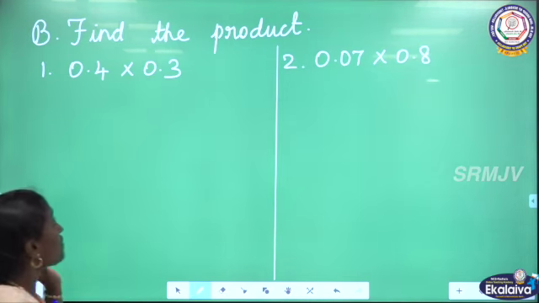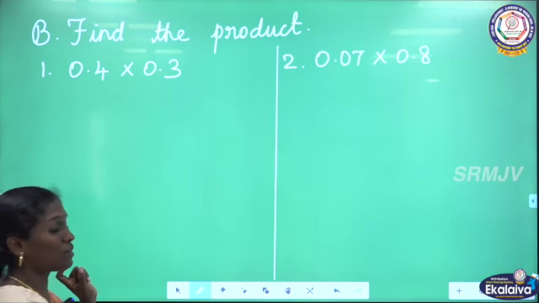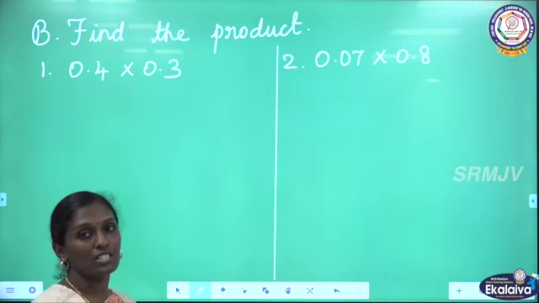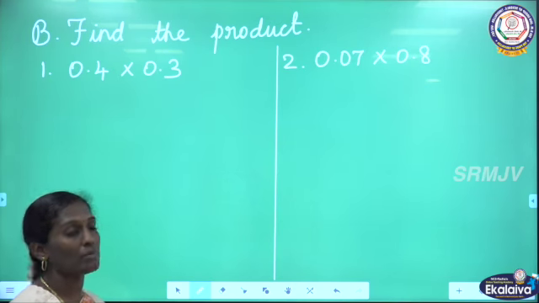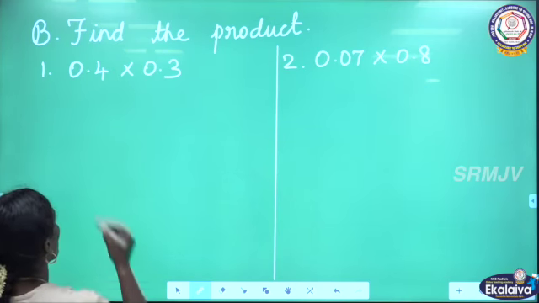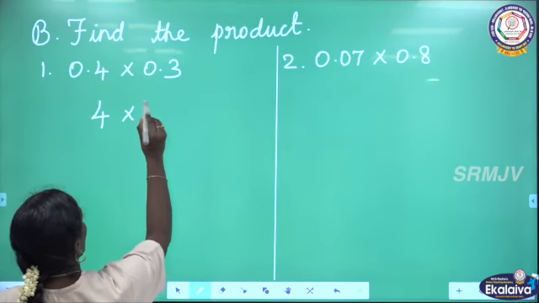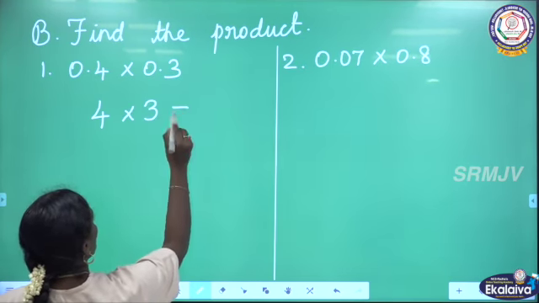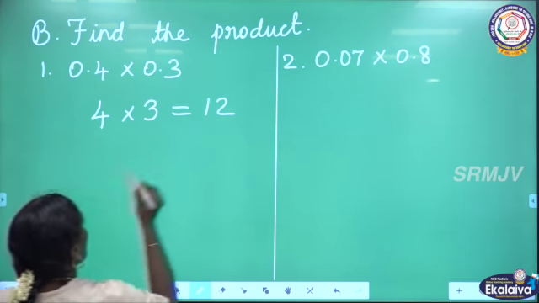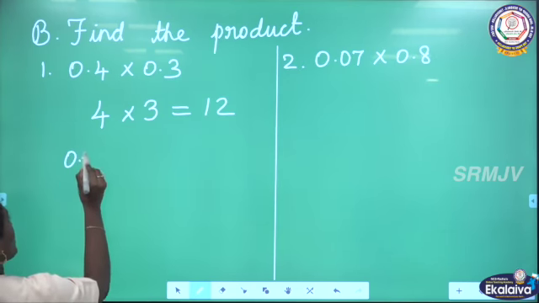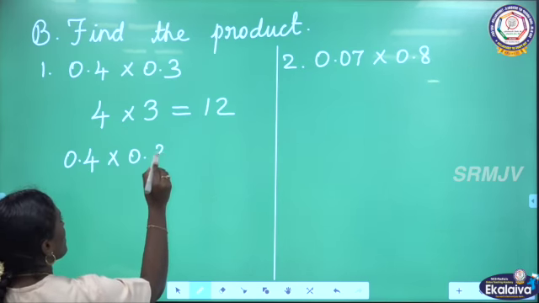The next question, find the product. Here we are going to multiply the decimal numbers. While multiplying the decimal numbers, we have to consider the numbers as whole numbers. Here 0.4 I am going to take as 4 and 0.3 as the whole number 3. Now I am going to find the product of 4 and 3. 4 3s are 12.